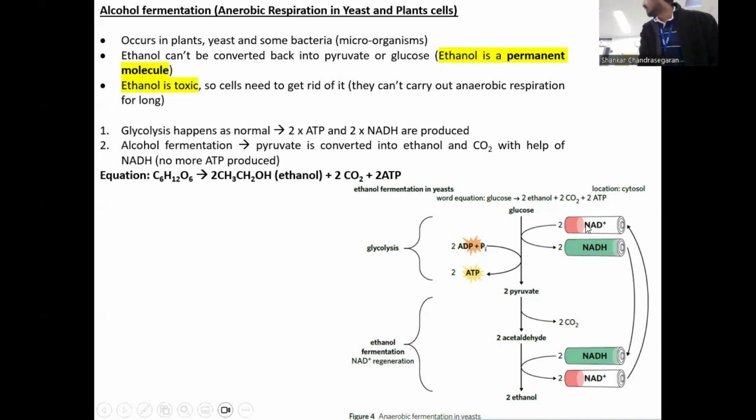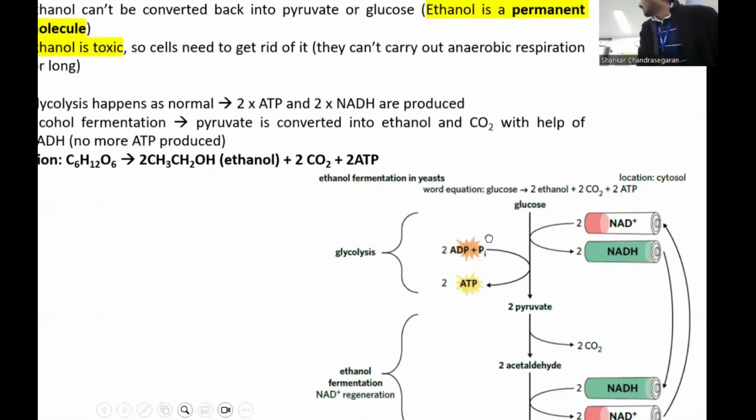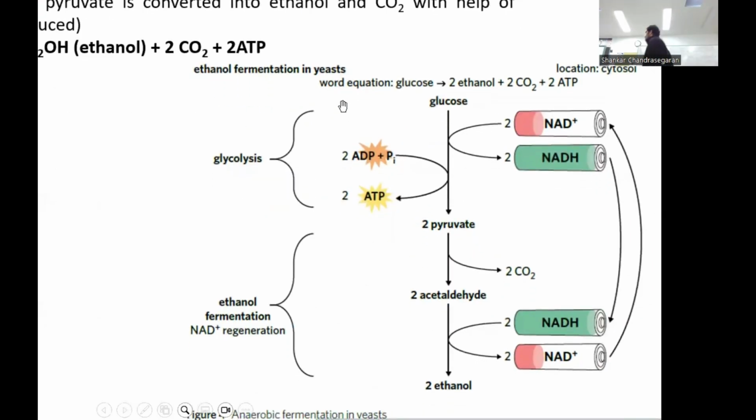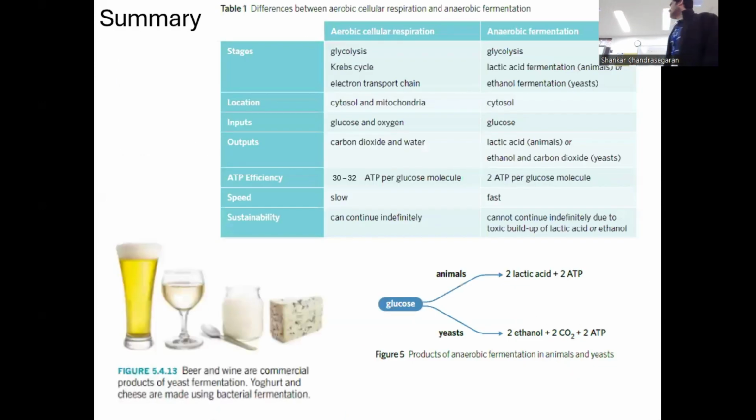So almost everything is the same between lactic acid fermentation and ethanol fermentation. The only difference that you need to remember is the products. Okay. Other than that, everything else is the same. The glycolysis steps are 100% the same. And then the second stage is where they differ quite a bit, right? Pyruvate is broken down into ethanol for plant and yeast cells, and they also make carbon dioxide as another byproduct along with the 2 ATP. Any questions? All right. So yeah, we're done.